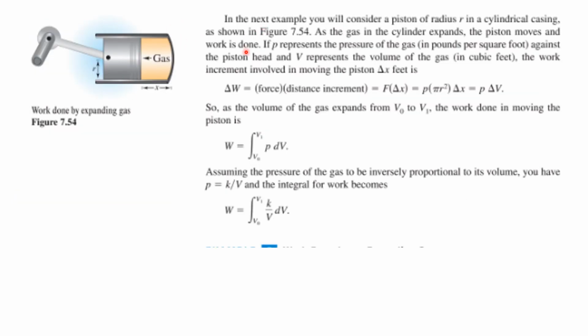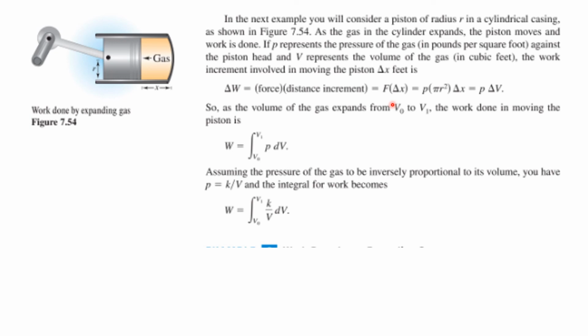In our next example, we're going to consider a piston of radius r, and this involves thermodynamics, or a law in thermodynamics called Boyle's Law. And what you really say is that if P represents the pressure of the gas in pounds per square foot against the piston head, and V represents the volume of the gas in cubic feet, the work increment involved in moving the piston, this is something that you find in internal combustion engines, is delta W equal to P times delta V.